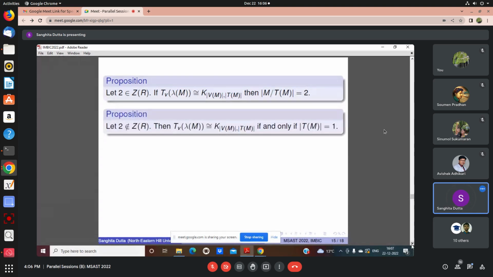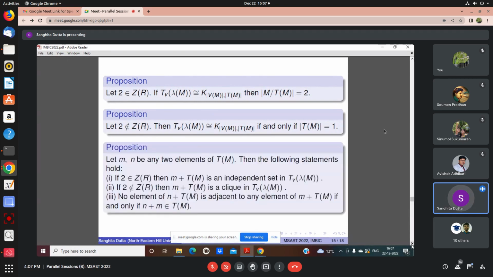Let 2 not belong to Zr, then Tb lambda m is isomorphic to the complete bipartite graph if and only if Tm is equal to 1. Let M and N be two elements of Tm, then the following statements hold: if 2 belongs to Zr, then M plus Tm is an independent set in Tb lambda m.